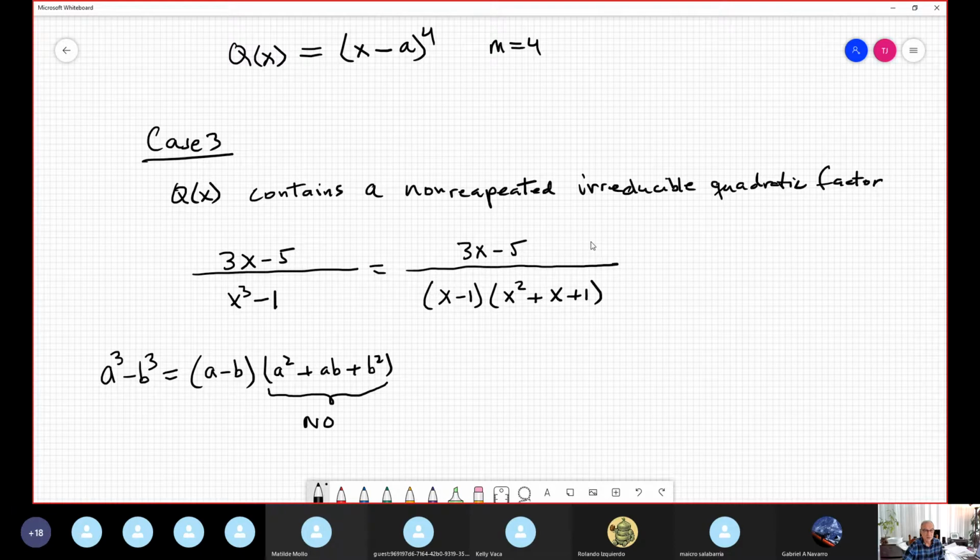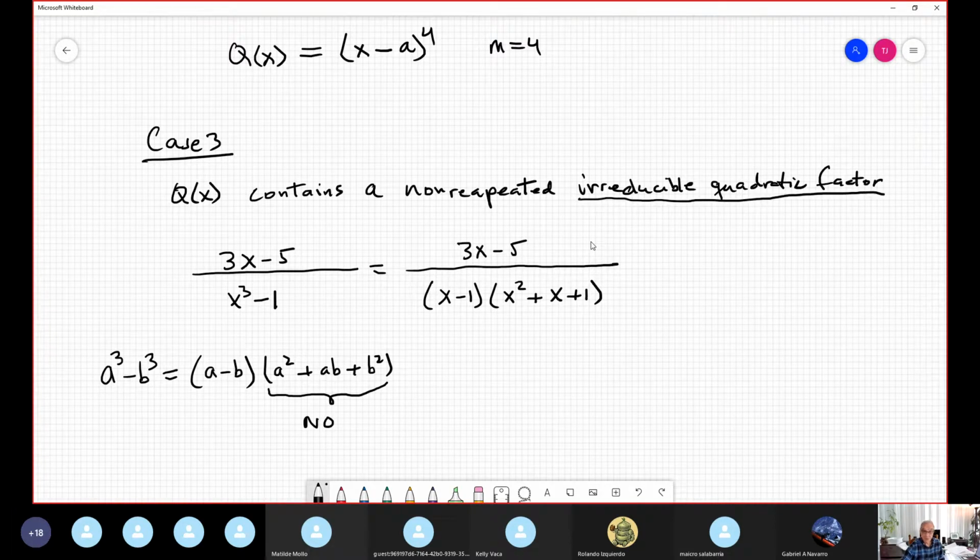Because a is x and b is 1, this binomial you separate into two factors, one binomial and one trinomial. And this trinomial is prime. We cannot do factorization anymore here. No, impossible, because the solution is complex or imaginary. Now, this is the case of an irreducible quadratic factor.